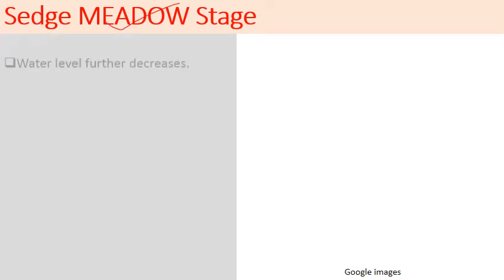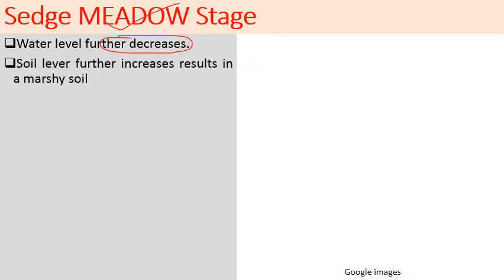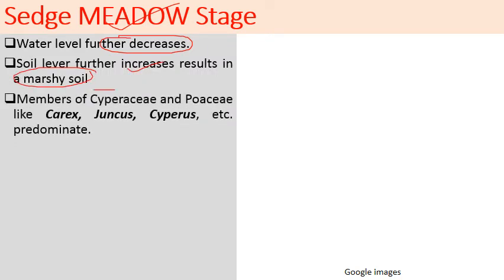The next stage is the sedge meadow stage. In this stage, water level फिर से decrease हो जाएगा and water becomes shallower, or almost marshy area की तरह बन जाता है. It is just equivalent to wetland. So soil level further increases, resulting in marshy soil. और इसमें जो members present होते हैं, they are members of two families. One is Cyperaceae and the other is Poaceae. जो Cyperaceae के members होते हैं, for example Cyperus, उनका एक unique feature होता है, they have a triangular stem. Triangular stem present होती है इसमें.